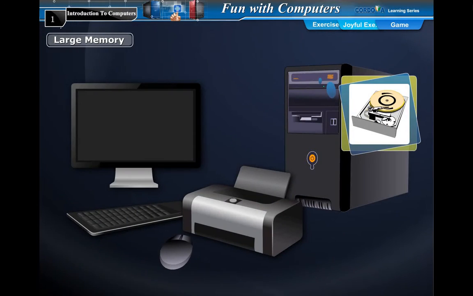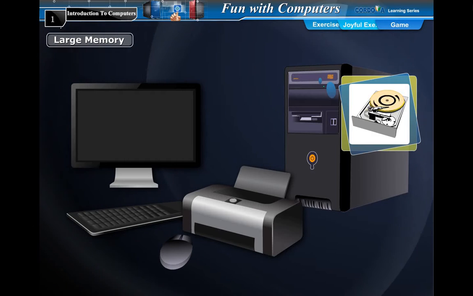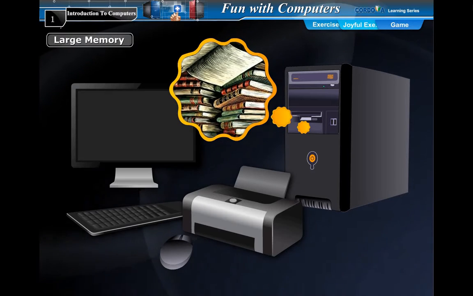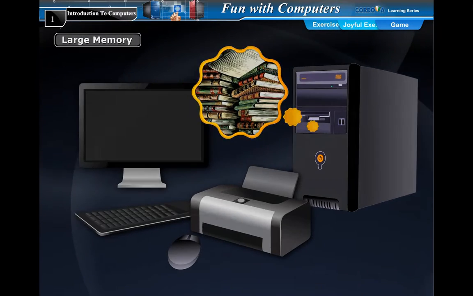Large memory. A computer has a large memory. It stores a large amount of data in its memory and retrieves them whenever required.